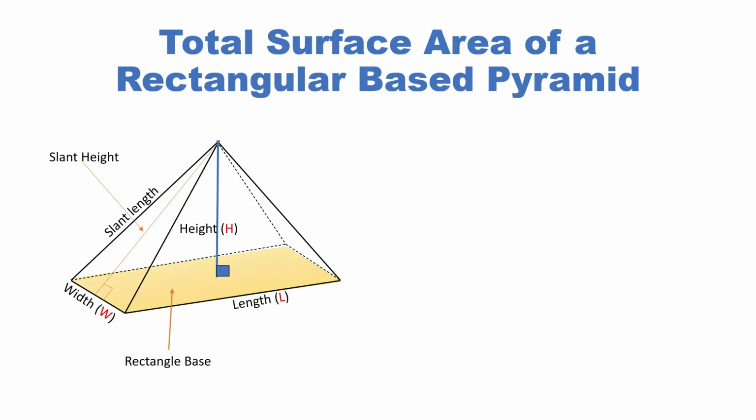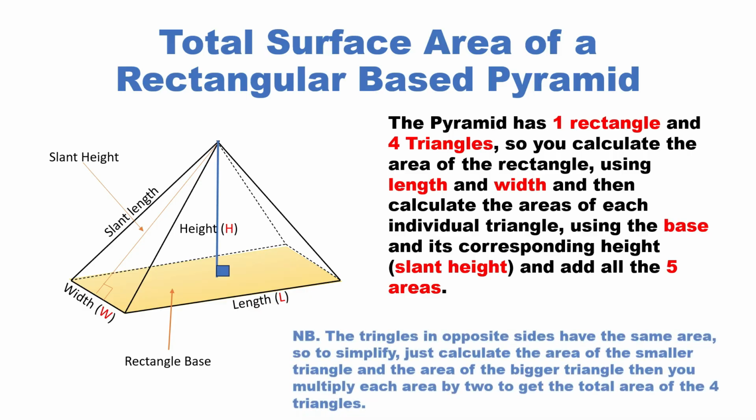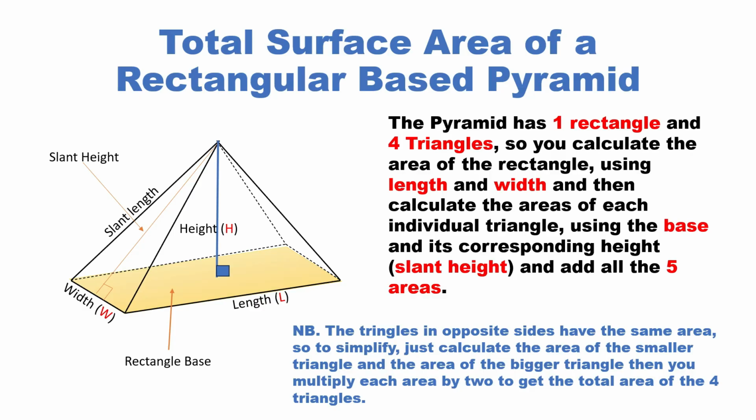Now, let us move to the total surface area of the rectangular-based pyramid. We can see that the pyramid has one rectangle and 4 triangles, so you calculate the area of the rectangle using length and width, and then calculate the areas of each individual triangle using the base and its corresponding height, the slant height, and add all the 5 areas. But take note that the triangles on opposite sides have the same area, so to simplify, you just calculate the area of the smaller triangle and the area of the bigger triangle. Then you multiply each area by 2 to get the total area of the 4 triangles.